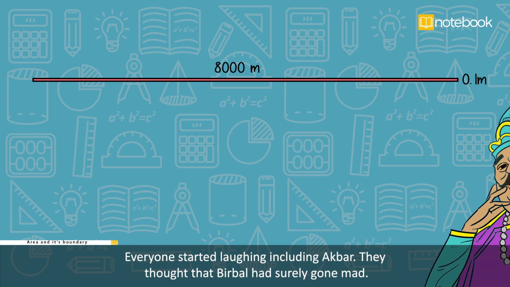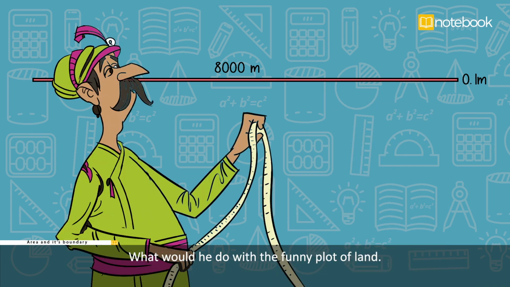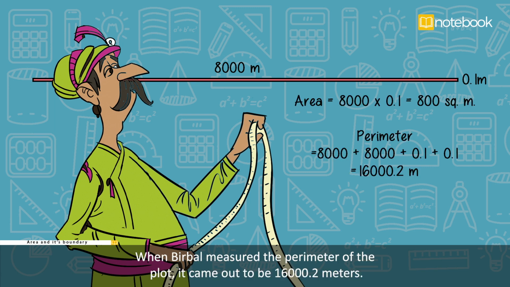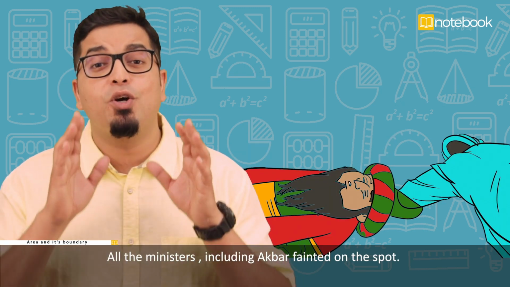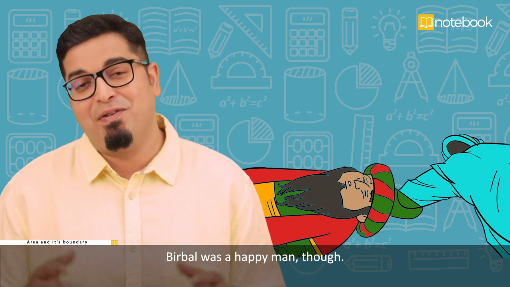Everyone started laughing, including Akbar. They thought that Birbal had surely gone mad. What would he do with this funny plot of land? When Birbal measured the perimeter of the plot, it came out to be 16,000.2 meters. All the ministers, including Akbar, fainted on the spot. Birbal was a happy man though.